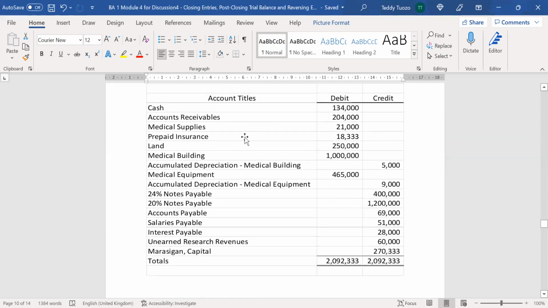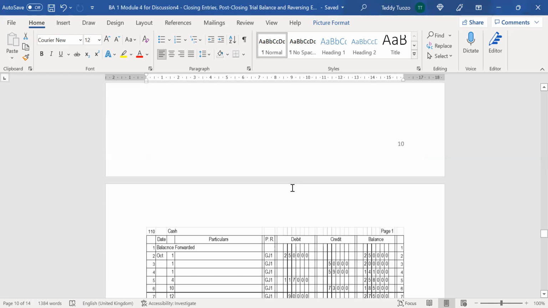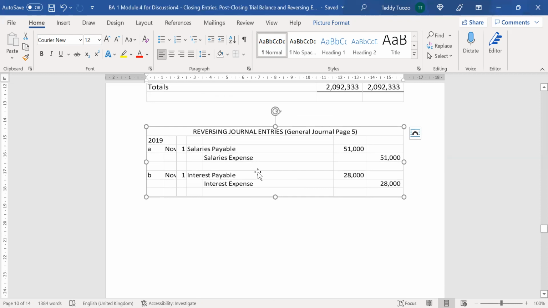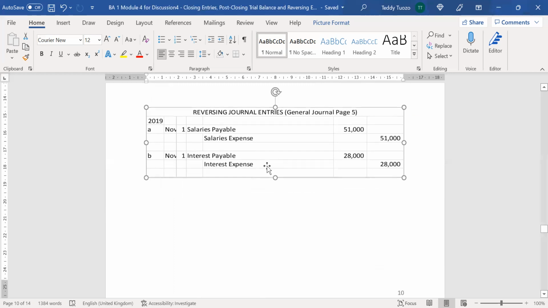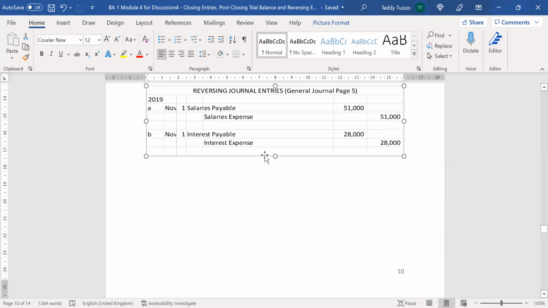And then the post-closing trial balance: looking here, the expense, income, and withdrawal accounts are gone. So, reversing journal entries: there should also be another one, the accounts receivable. The increase in accounts receivable is debit to accounts receivable and credit to consulting revenues. So here we reverse the interest expense and interest payable.